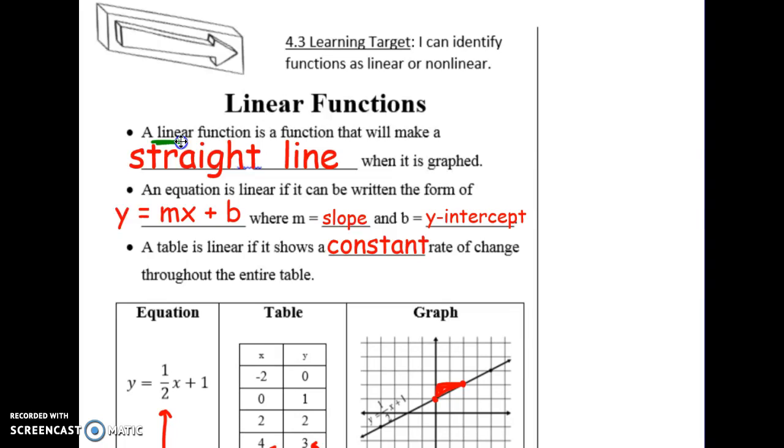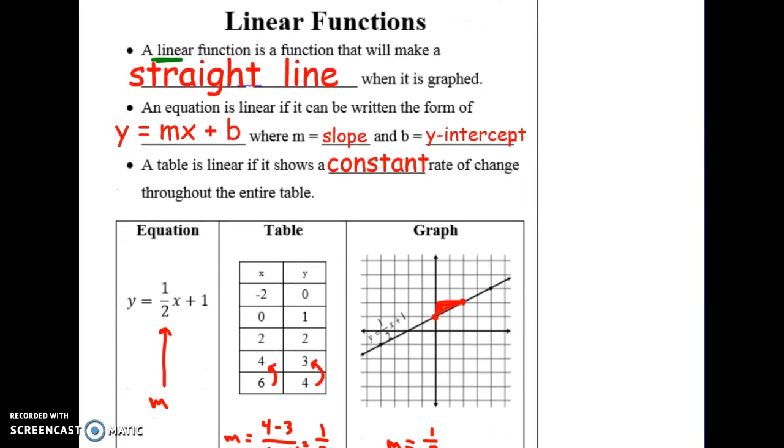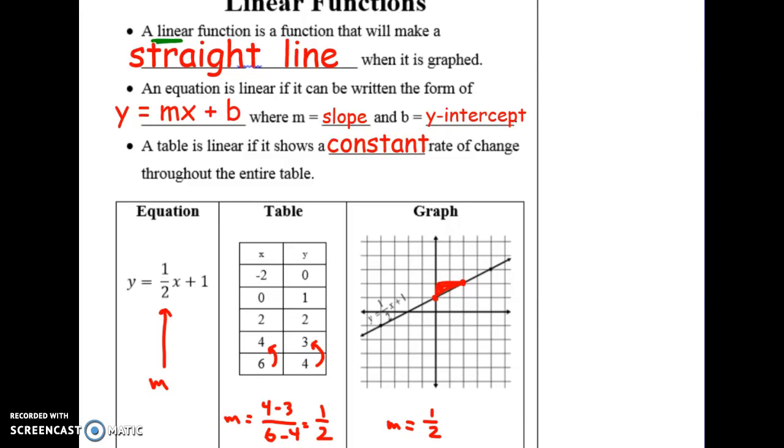And then sometimes you're going to get a table. In that table, if you can see a constant rate of change throughout the entire table, like this one goes from 4 to 3, and then 3 to 2, and then 2 to 1, and then 1 to 0. That's a constant change for y. Do we also have a constant change for x? Goes from 6 to 4 to 2 to 0 to negative 2. So is that a constant rate? Absolutely. It may not be a proportional relationship, but it's definitely a constant rate that you're seeing.